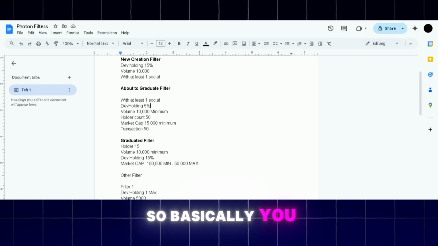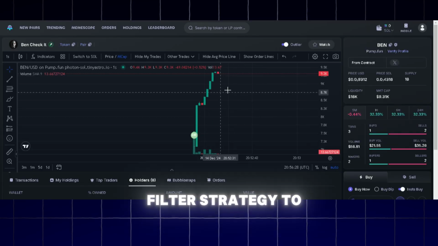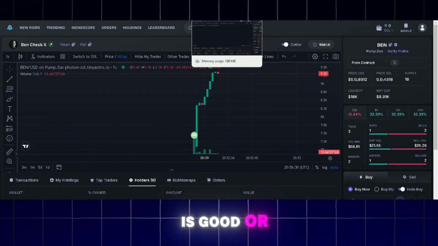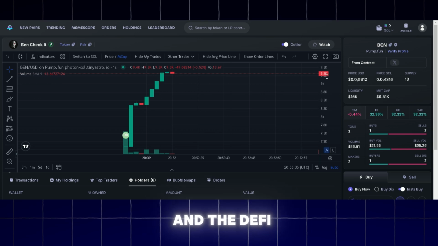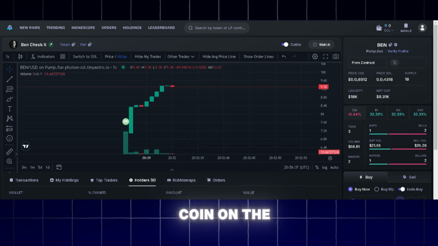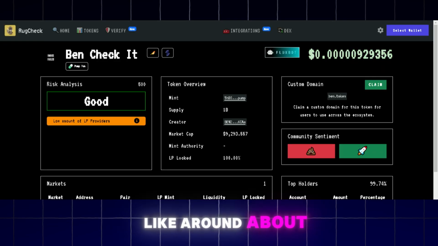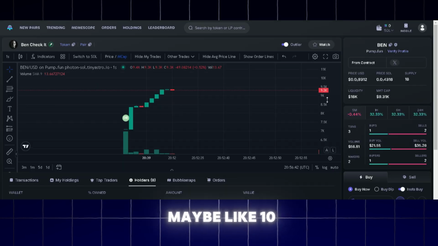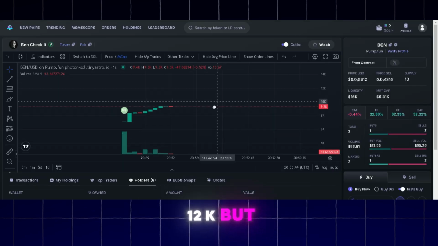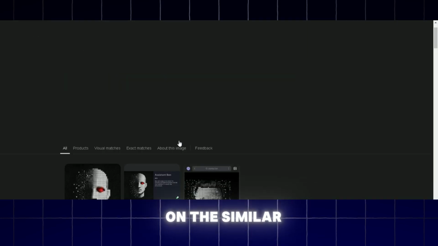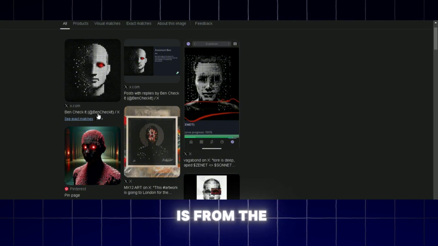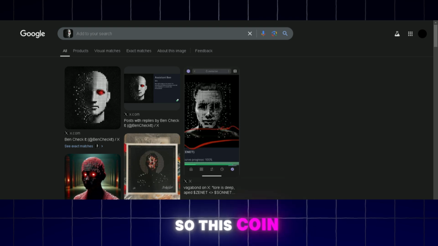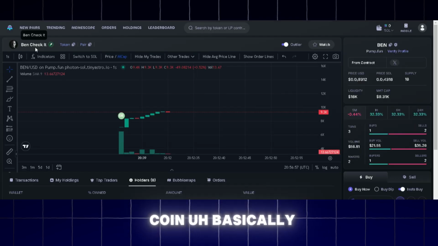So basically you can use my filter strategy to see which coin is good, which coin is bad. So I think the dev bought and the dev sold on this coin at around maybe 10k, 12k, but you can trade for the long term if you want. So you can check this picture on the similar picture. Yeah, Ben check. So this coin is from the Ben check. Yeah, so this coin is a good coin basically.